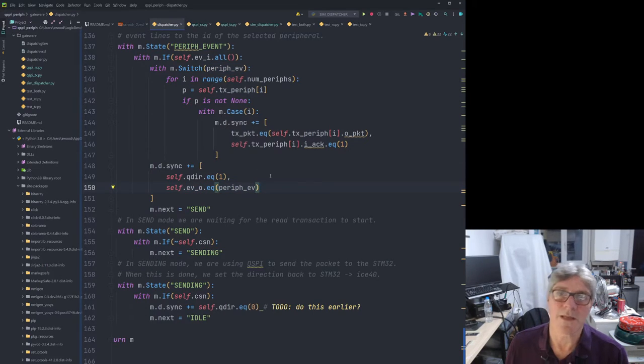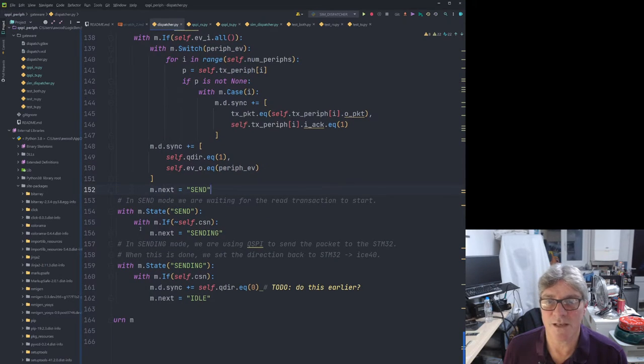What does this do? Right, yeah, so this sets the direction on the event lines and it sets the ID, i.e. which peripheral this is coming from. And then its next stage is it goes to the send.